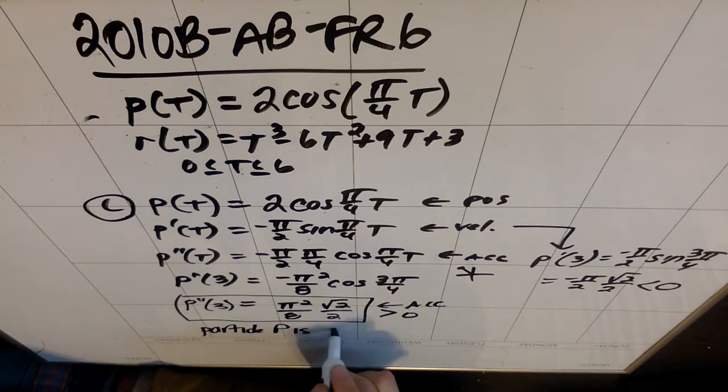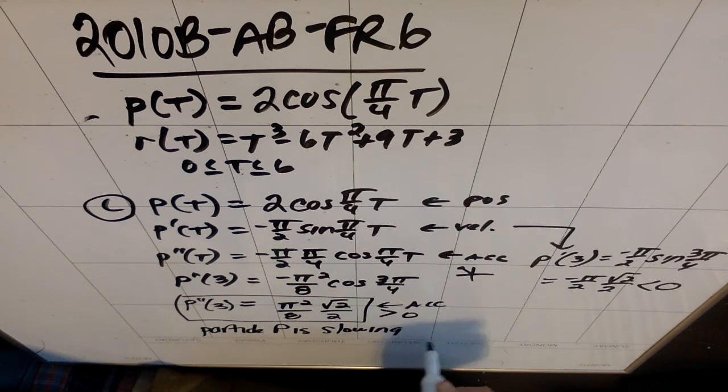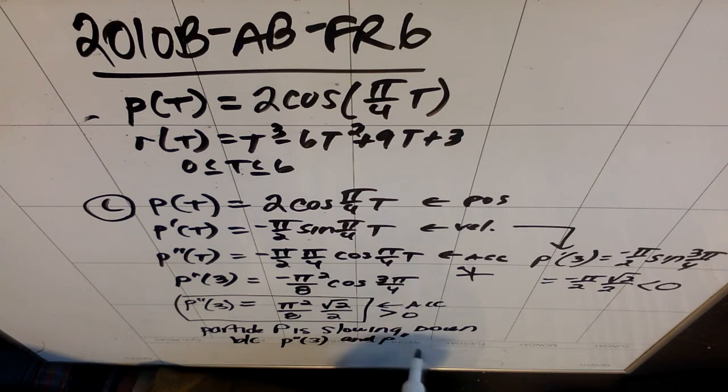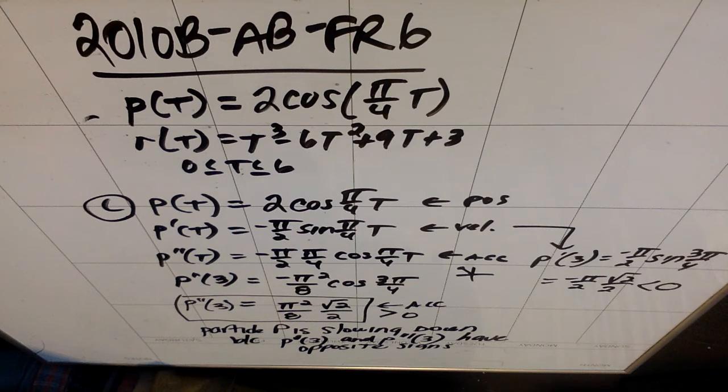So to use their wording to answer the question, the particle is slowing down, so particle P is slowing down. And again, if they had said speed decreasing, use that language, right? Use the language they use, because p prime of 3 and p double prime of 3 have opposite signs. Or you could say because the velocity and acceleration have opposite signs at 3, but either way you communicate it is fine. But the reason is because there are opposite signs.